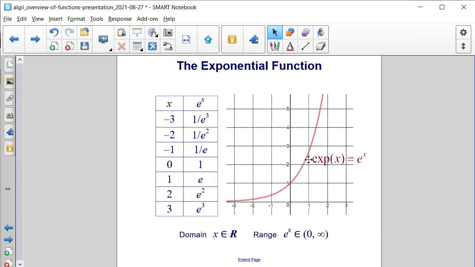The next parent function that we have is the exponential function. You can write it as y equals e to the x, or you could write it as exp(x) in many calculators. The domain for the exponential function is all real numbers, because there is no limitation on what the values of x could be when you substitute it in there. However, the range of this parent function is from 0 to infinity, where you are not including 0.